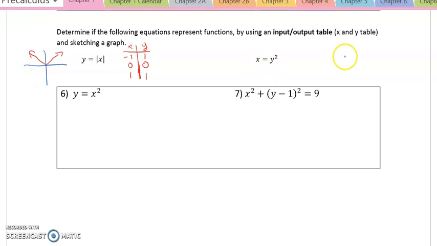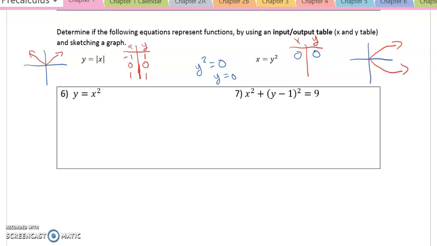Okay, x equals y squared. I believe you guys should know what that graph looks like. That's going to be a sideways parabola in the positive direction. And let's see, quick input-output table. Let's plug in 0 and let's see what I get. So y squared equals 0, square root both sides, and I get y equals 0. Okay, let's try 1.